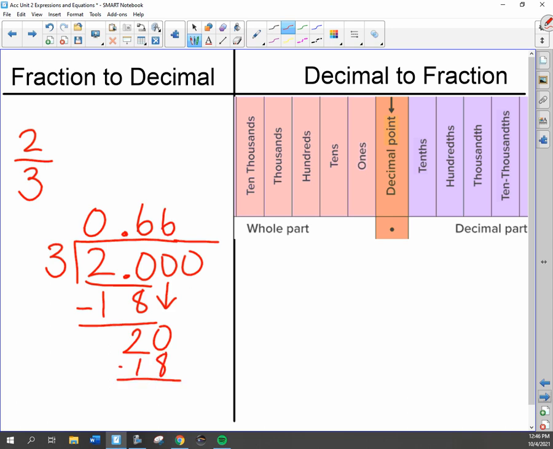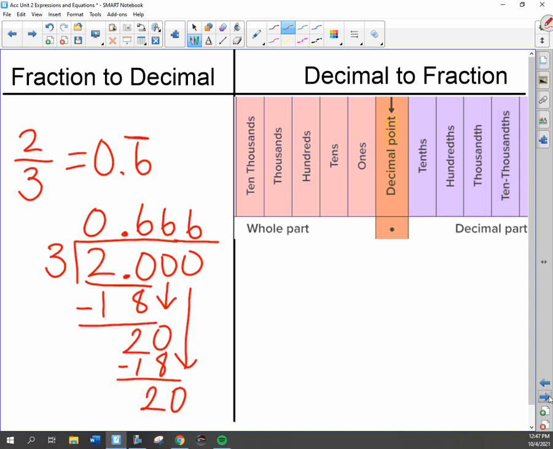Some of you can start seeing the pattern. We're getting the same remainder every single time. And bring down that 0, goes in 6 times. And that 6 is going to repeat over and over again. So the decimal would be 0.6 repeating. I put this little line over it. We're going to talk about that in the next lesson. But all that line means is that 6 repeats over and over again, and it never ends. Okay? So to take a fraction to a decimal, numerator divided by denominator.